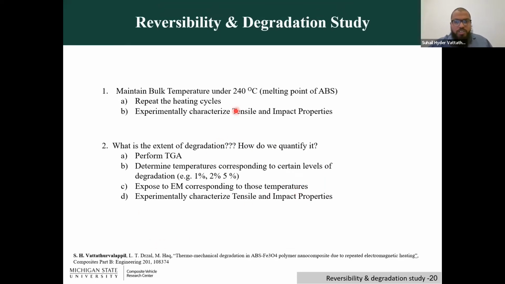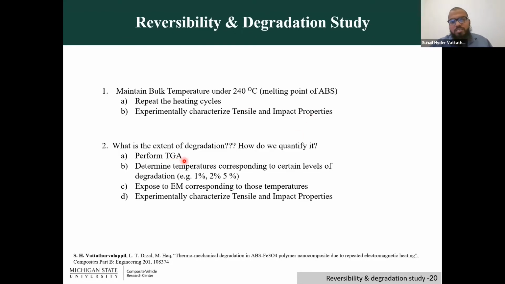So we thought of doing repeated heat cycles, 3 times. There will be 3 repeated heat cycles to 240 C, because 240 C is the temperature at which we process the adhesive. And at each heat cycle, we carried out the tensile and the impact testing to understand whether there is a degradation with respect to mechanical properties.